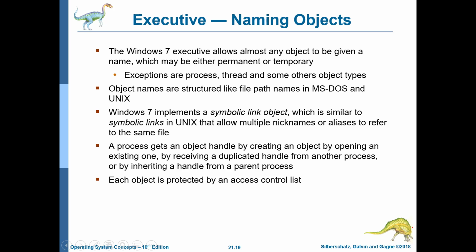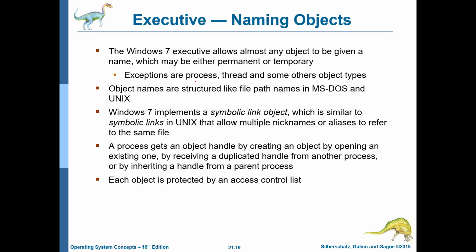So the Windows executive, the executive part of the kernel, something that we were seeing earlier, allows almost any object to be given a name, right? So it could be a permanent name, something like a named pipe in Linux, or it could be a temporary name. So it could be like an anonymous pipe in Linux, but an object can be given a name.